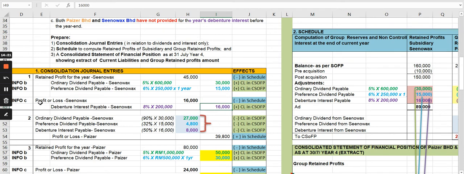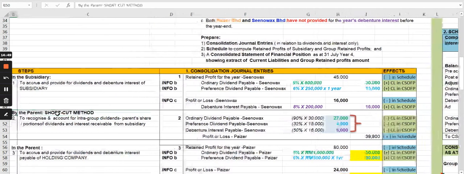So debit the profit or loss. Do not go and debit to the retained profit. If you are preparing the statement of changes in equity, it should be debited to the profit or loss account of CSOFP, 16,000. So this has given rise to the current liability. Current liability, ordinary dividend payable and preference dividend payable, as well as debenture interest payable. That was done by the subsidiary.